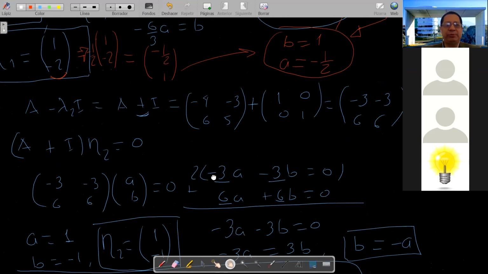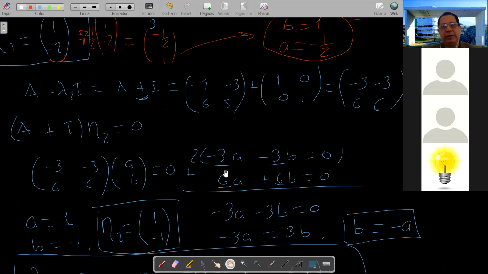In a similar fashion, we now solve for the second eigenvector using lambda 2 to form the matrix A minus lambda 2 I.